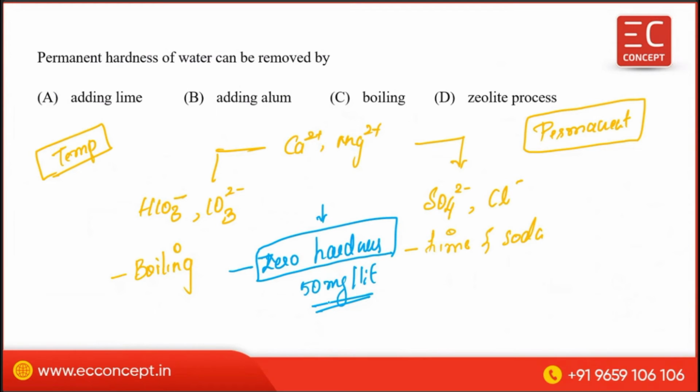Okay, so which process can remove permanent hardness? Adding lime, and alum does not come under this process. Lime is okay, but it can't remove all the permanent hardness. Okay? Whereas boiling will remove only temporary hardness. But by means of the zeolite process or zeolite method, we can get zero hard water. Okay, so the permanent hardness can be removed by the zeolite process.